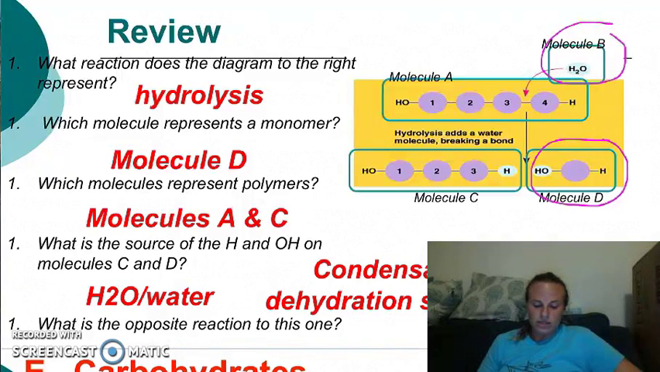What is the source of the H and the OH on the molecules of C and D? Well, that would be water, which is molecule B. And what is the opposite reaction to this? Well, the opposite reaction to this would be dehydration synthesis, or condensation, the building up of a polymer.